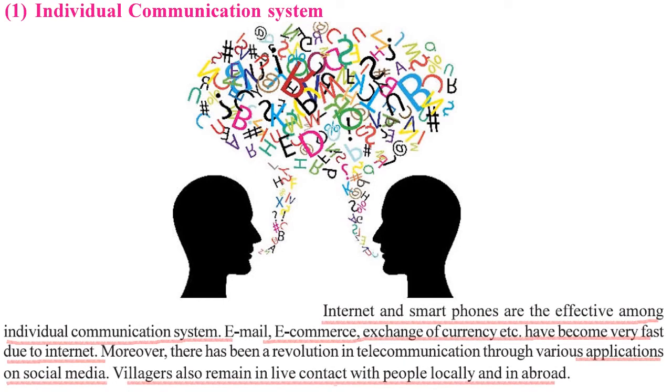Internet and smartphones are effective among individual communication systems. Email, e-commerce, exchange of currency have also become very fast due to internet. Moreover, there has been a revolution in telecommunication through various applications on social media. Villagers also remain in live contact with people locally and abroad.